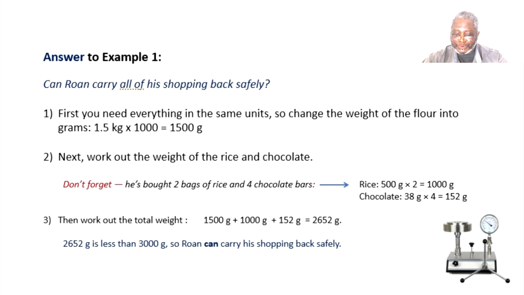Rice at 500 grams times 2 is equal to 1,000 grams. And chocolate at 38 grams times 4 is equal to 152 grams. Add them all up together, which is 1,500 grams plus 1,000 grams plus 152 grams, which is 2,652 grams. Compare that with the maximum weight instructed to carry, which is 3,000 grams. So yes, he can carry his shopping back home safely.